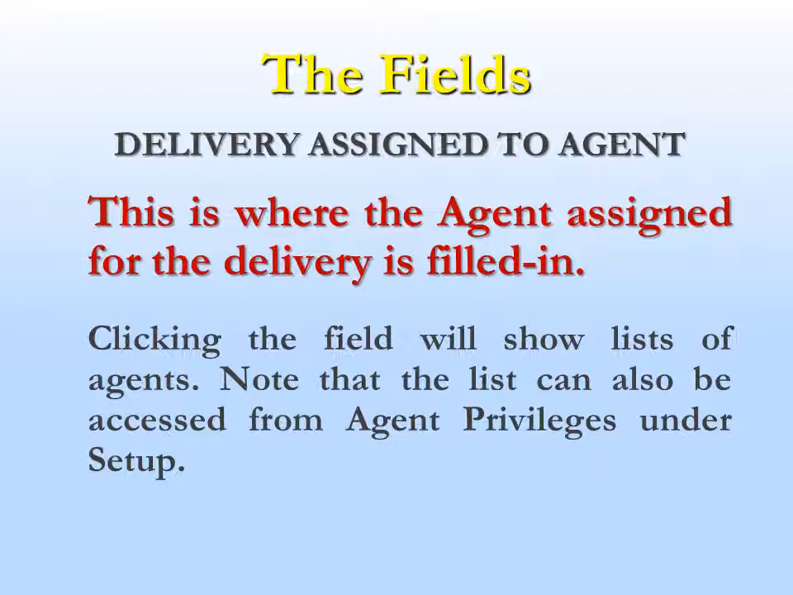Delivery assigned to agent. This is where the agent assigned for the delivery is filled in. Clicking the field will show a list of the agents. Note that the list can also be accessed from Agent Privileges under Setup.